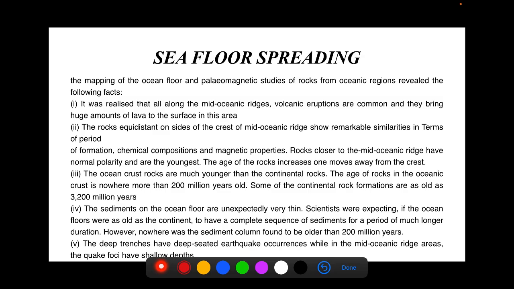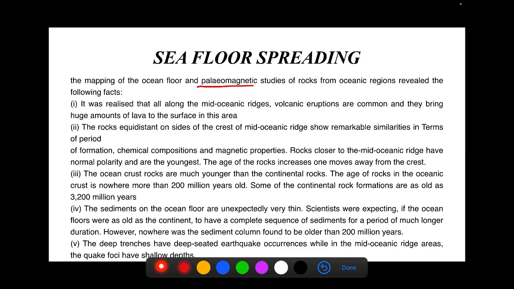The last part that we have to discuss in today's lecture video is about seafloor spreading. It's a concept or a theory given by Harry Hess, and we have to discuss his observations about the ocean floor. In the continental drift theory, we discussed how the continents have been forming, but oceans are not discussed in that theory. In this seafloor spreading theory, the focus of Harry Hess is on the characteristics of the seafloor, so the mapping of ocean floor and paleomagnetic study.